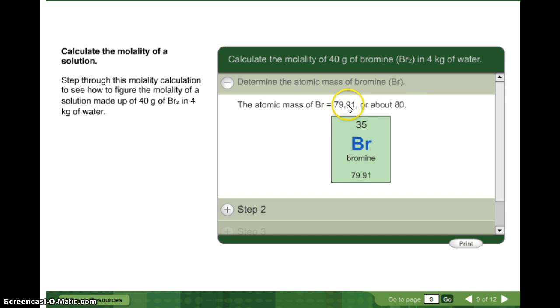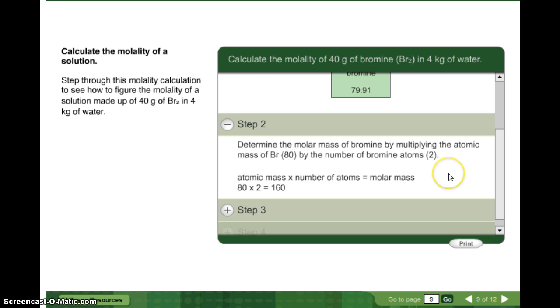Again, it's better to use it to hundredths, but they're rounding it to the whole number, so we'll just go with 80. Step 2, determine the molar mass of bromine by multiplying the atomic mass of bromine, 80, by the number of bromine atoms. Remember, it's Br2, so we have to take 80 times 2 to give us our molar mass of 160 grams.